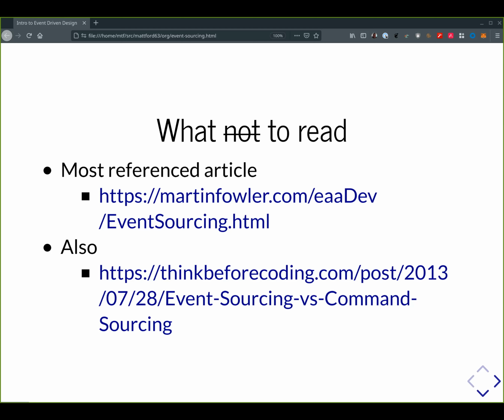What's also tricky about it is that what Martin Fowler wrote back in 2005 is not what people mean by event sourcing these days, it seems to me. So we'll get into that. If you do read this article, which is referenced absolutely everywhere, you just take care basically. And this talk is about understanding why.